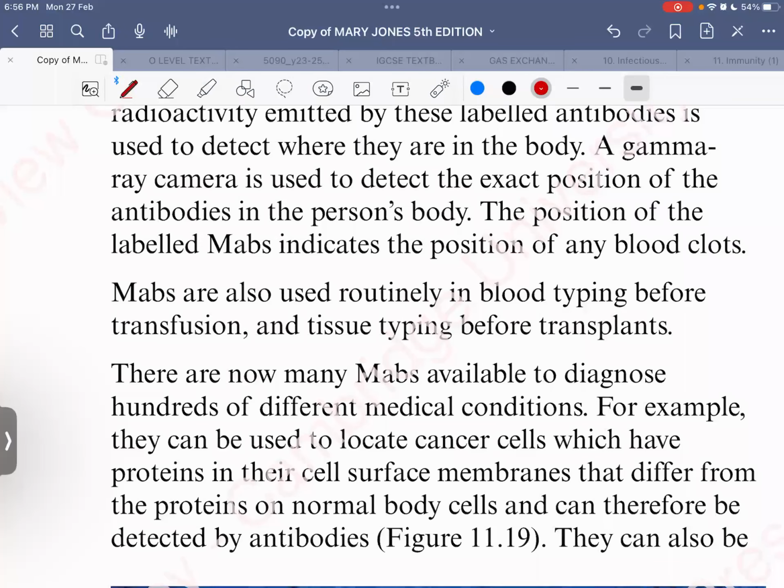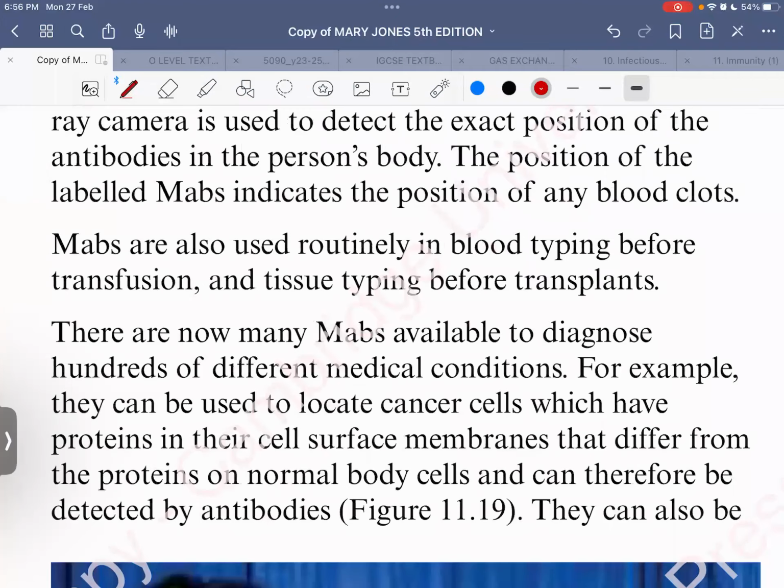So MABs are being routinely used in blood typing before transfusion, tissue typing maybe before transplant. So you need to know where MABs are used. There are now many MABs available to diagnose hundreds of different medical conditions. For example, MABs can be used to locate cancer cells which have proteins in their cell surface membranes that differ from the proteins on normal body cells and can therefore be detected by antibodies.